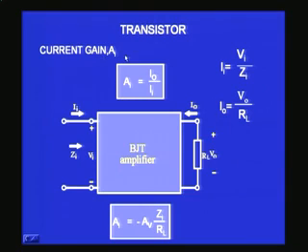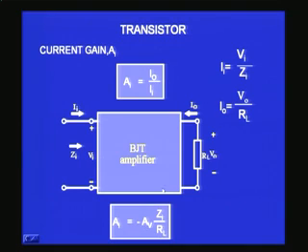Then there is also what is known as a current gain in some amplifiers. The current gain AI is defined as the output current divided by the input current. The input current is given by the input voltage divided by the input resistance, and the output current is the output voltage divided by the load resistance, and therefore, the output current gain AI will be given as minus AV ZI by ZL. If I divide IO by II, you would find it will be V naught by VI, which is nothing but AV, the voltage gain, into ZI by RL, that is the input resistance and the load resistance.